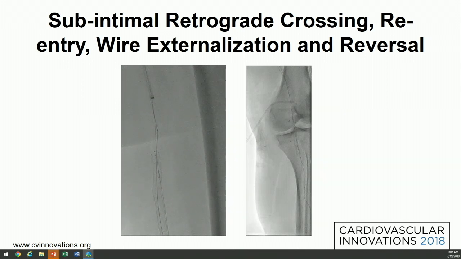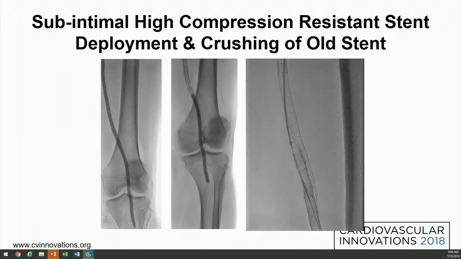And so what we ended up doing is we advanced our retrograde wire all the way in the vessel architecture, back to the common femoral and the subintimal space, obviously, and then we used that wire to wire back into the sheath and create another rail. And at that point, we decided to do our stent crush.